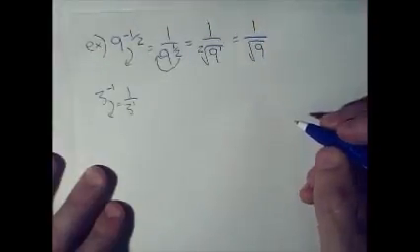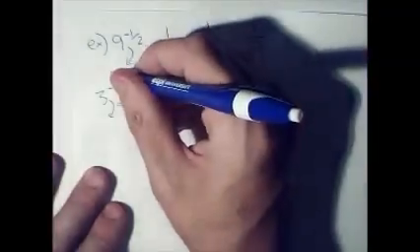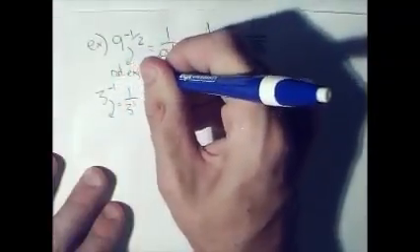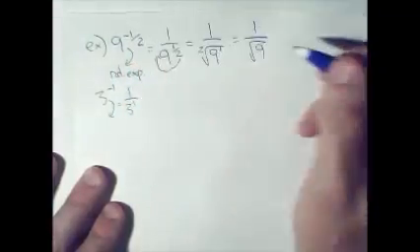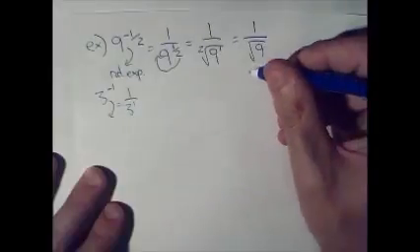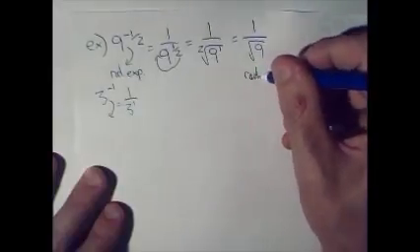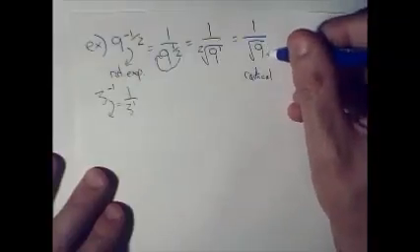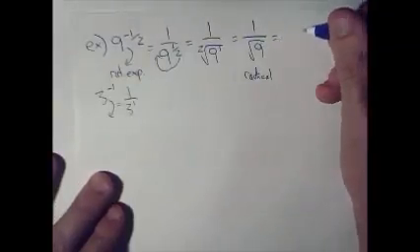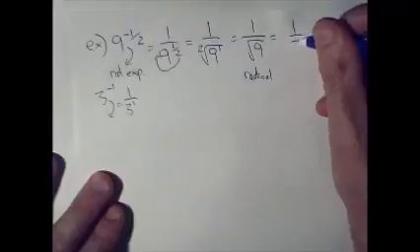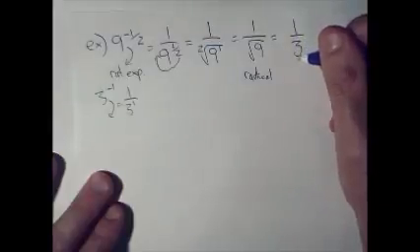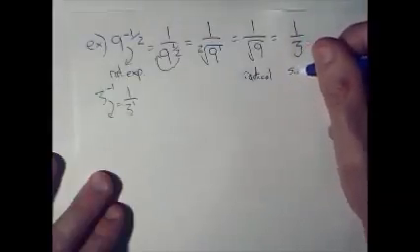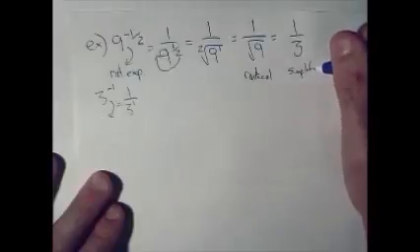Now, remember what form these are in. This is rational exponent form. I have a fraction as an exponent. Over here is the radical form. Radical form means I have a radical. Notice I haven't simplified yet. When I take the square root of 9, that's going to be 1 over 3. This is the simplified form.